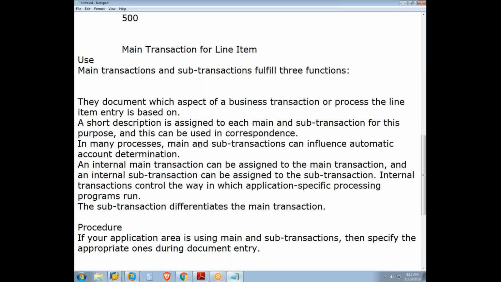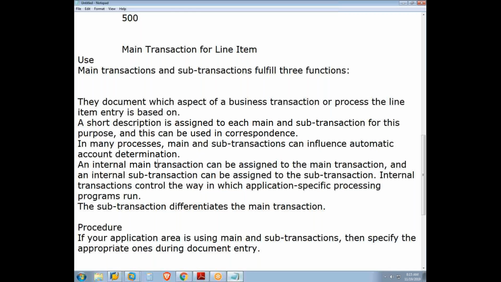So the customer would know what kind of invoice was prepared, why this amount was debited, what the posting to their account means, and what charges were included in the document. That description gives the customer the proper meaning. That's how we define the main transaction and sub transaction. A short description is assigned to each main and sub transaction for this purpose, and it can be used in the correspondence. It is not compulsory, but most of the time main and sub transactions can influence the automatic account determination.